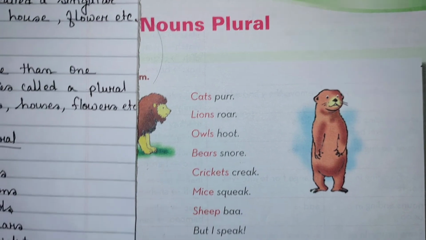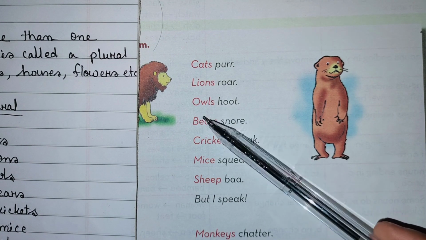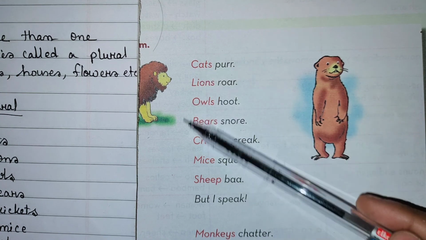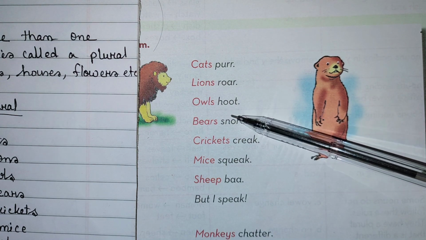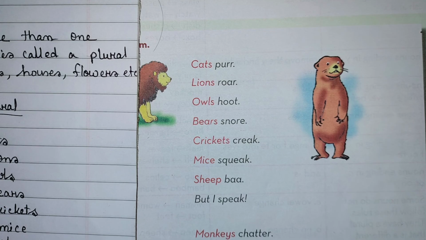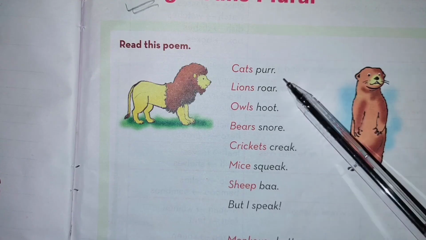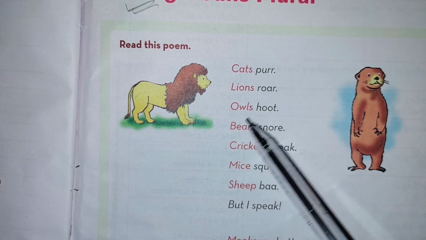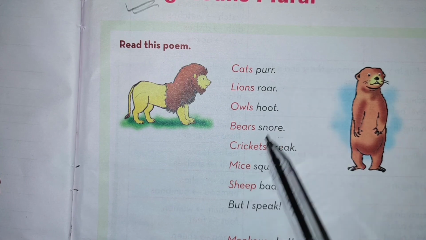So, students, let's see the poem. Cats, lions, owls, bears, crickets, mice, sheep. So, all are the plural forms. All are the plural forms of a noun. Okay. So, learn the sounds of animals. That's the purr, roar. Cats purr, lions roar, owls hoot, bears snore, etc. And also their spellings. Okay. That means the sounds are.